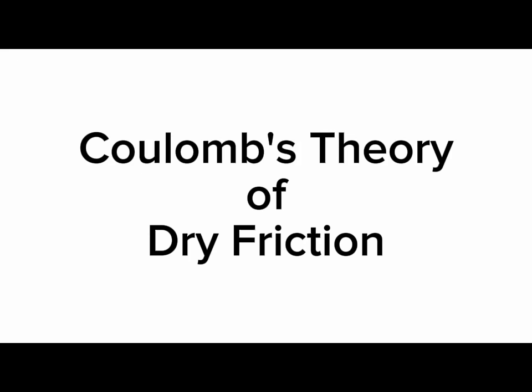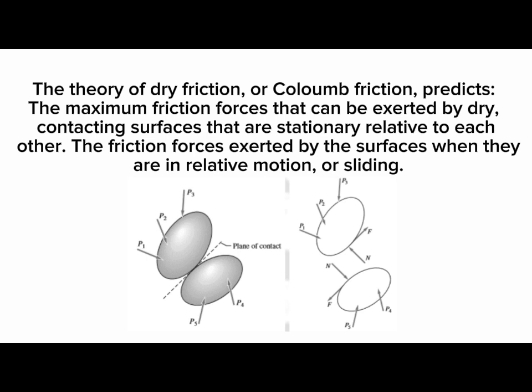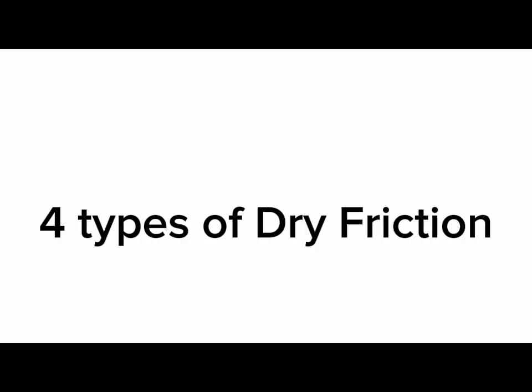So good day. Our topic for today is all about Coulomb's theory of dry friction and the four different types of dry friction. The theory of dry friction, or Coulomb friction, predicts the maximum friction force that can be exerted by dry contacting surfaces that are stationary relative to each other, and the friction force exerted by the surfaces when they are in relative motion or sliding. Now, I am discussing the four different types of dry friction.